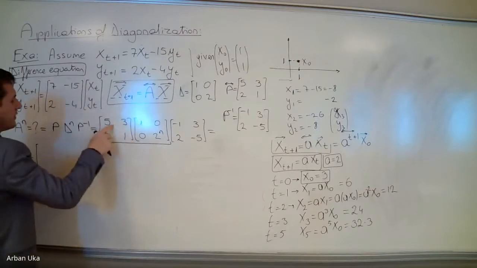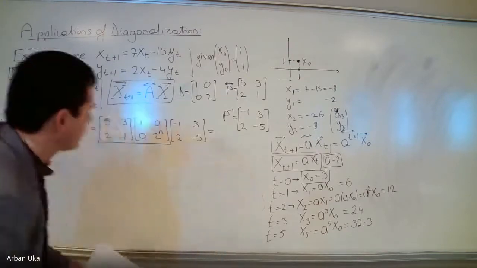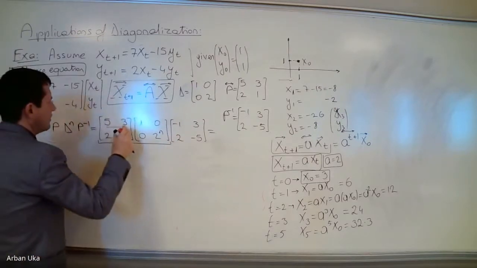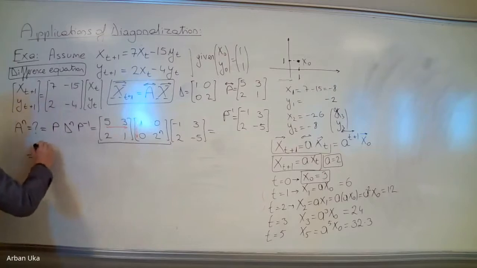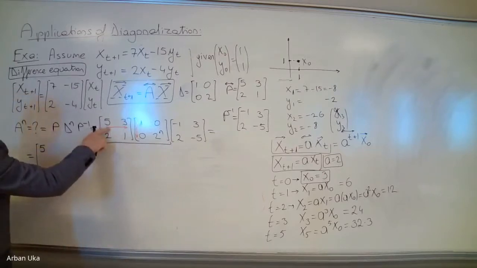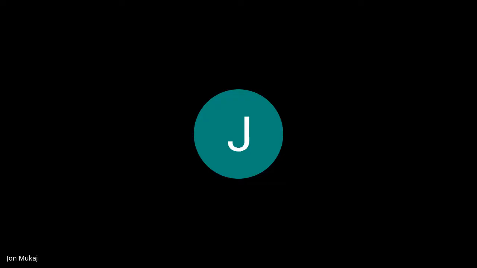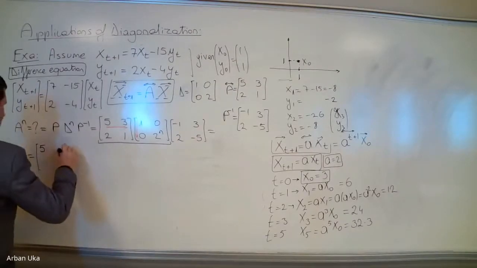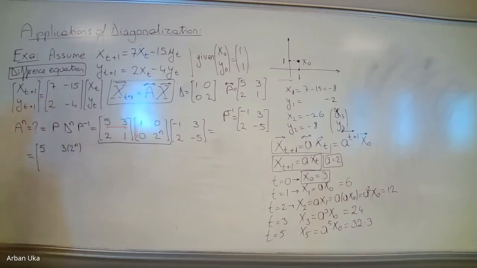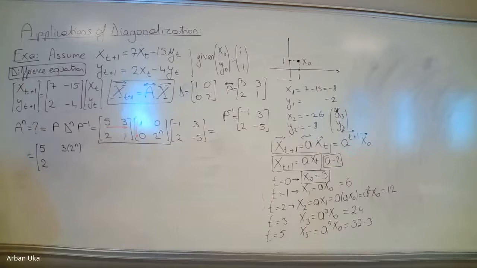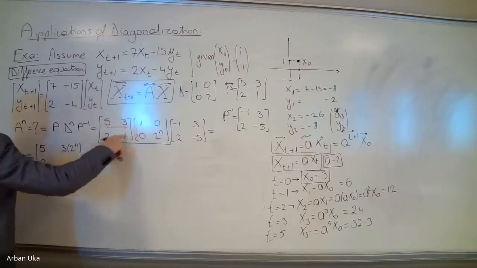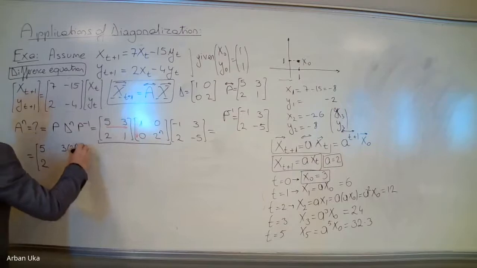So here we have 5, let's multiply the first row here with the first column. So here what we obtain is that we get here just 5. Then we can multiply the first row with the second column, which is 3 times 2 to the power n. That's correct, 3 times 2 to the power n, that's it. And then we multiply the second row with the first column, we get simply 2. And then we multiply the second row with the second column, we get here just 2 to the power n.